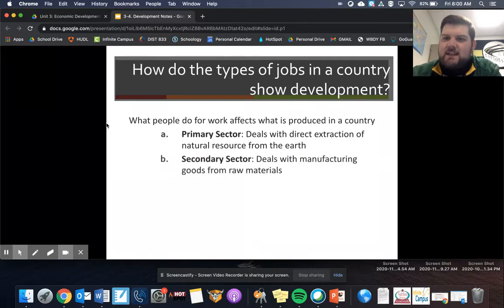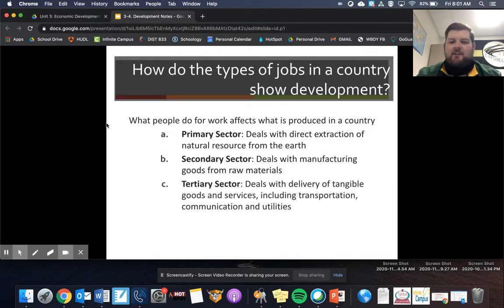Secondary sector is dealing with the manufacturing of goods from raw materials. So this would be more of your construction workers, auto mechanics, that sort of thing. So they're constructing something from a raw material. And then we have tertiary employees. Those deal with delivery of tangible goods and services, including transportation, communication, and utilities. So the tertiary sector is everything else. If you're not directly taking resources from the earth or making something from raw materials, you are a tertiary worker.